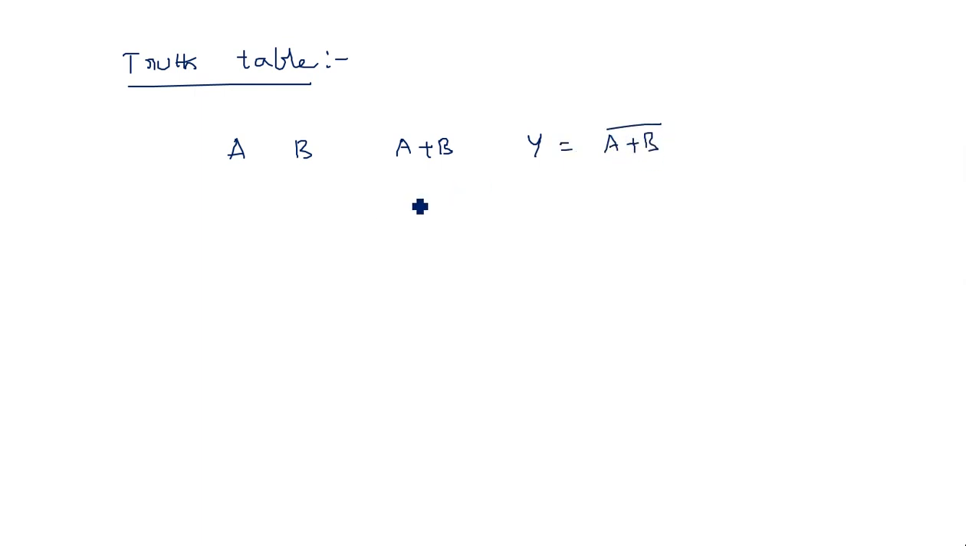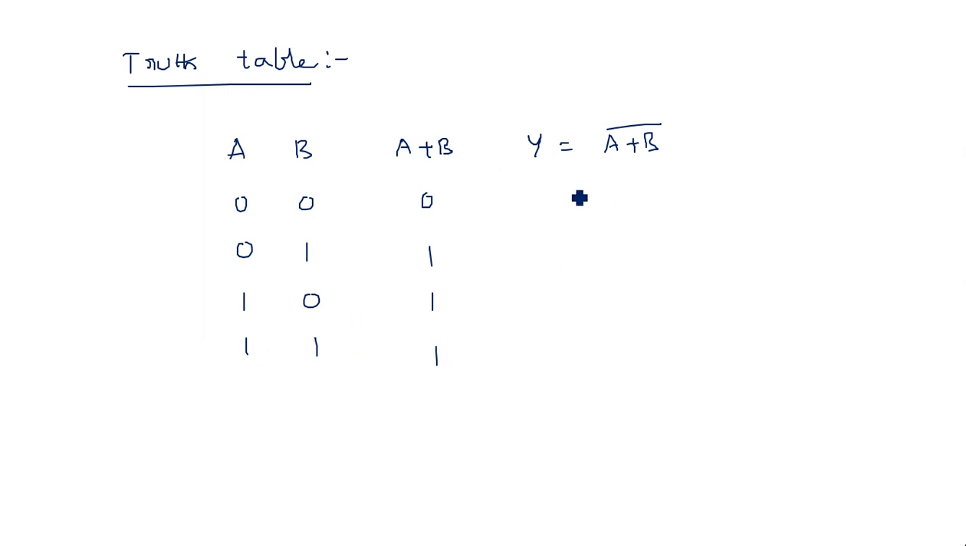Coming to the truth table of NOR gate: A, B, A plus B, and Y is equal to A plus B whole bar. The complement of OR is nothing but NOR gate. For two inputs, there are four combinations: 0 0, 0 1, 1 0, 1 1. We know OR operation very well. If any one of the inputs is 1, output is 1. So it is 0 for the first, and the remaining are all 1s, because 0 plus 1 is 1, 1 plus 0 is 1, 1 plus 1 is 1.